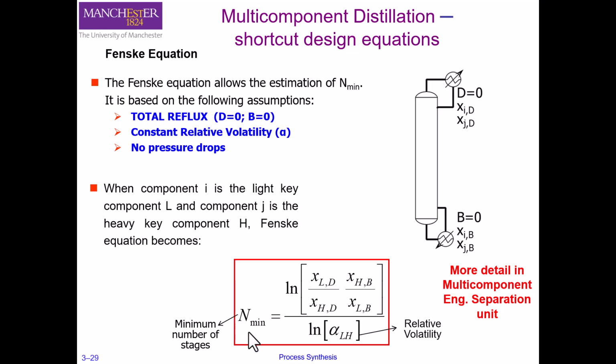So in this case, we have the minimum number of stages, and that would be equal to log of x_LD, that is the mole fraction of the light key component in the distillate relative to the mole fraction of the heavy key component in the distillate, and then you have, similarly, the mole fraction ratio of heavy to light key component in the bottom product, and then you have the relative volatility of light to heavy key component.